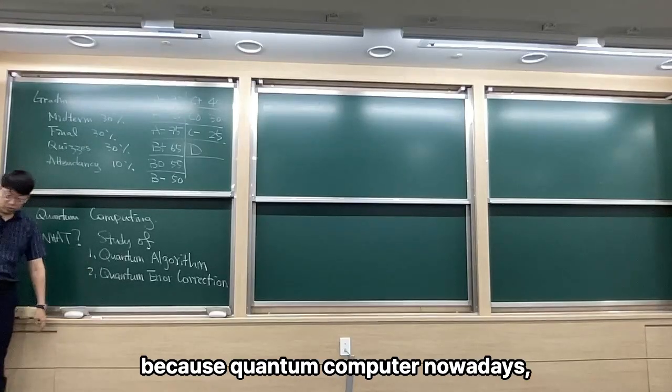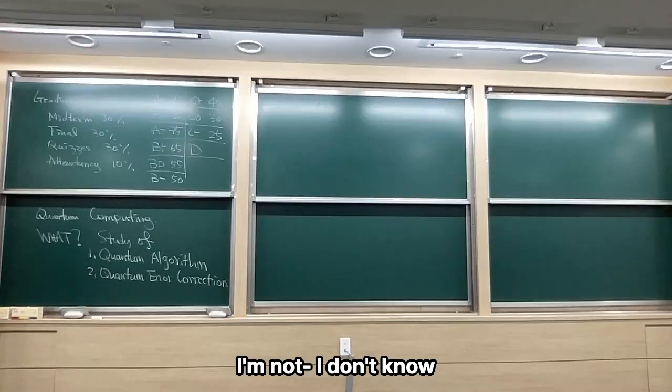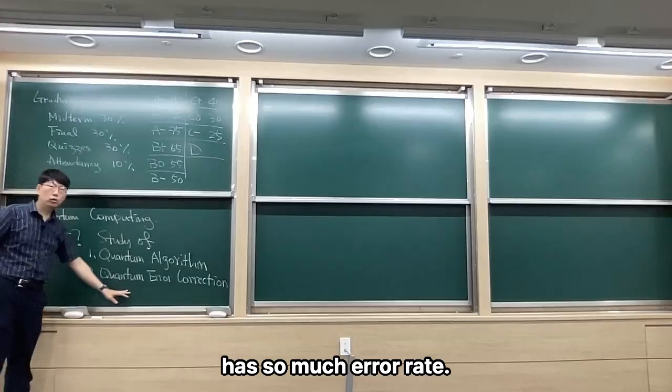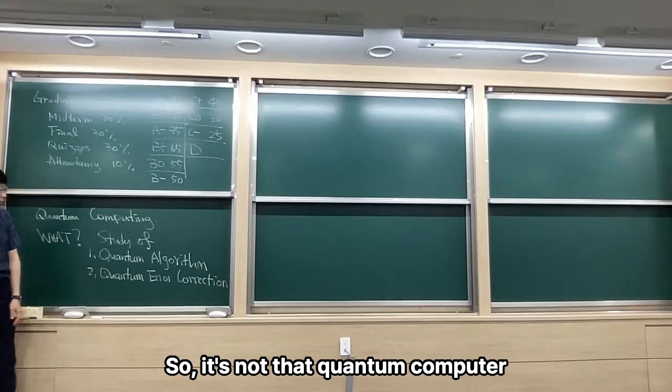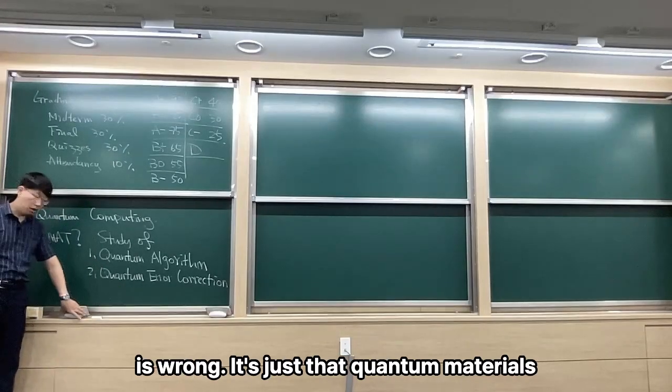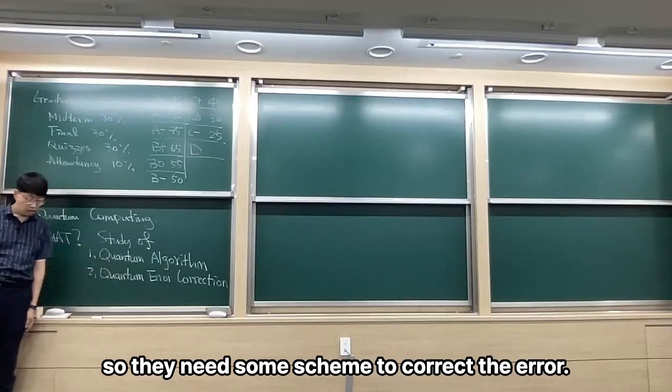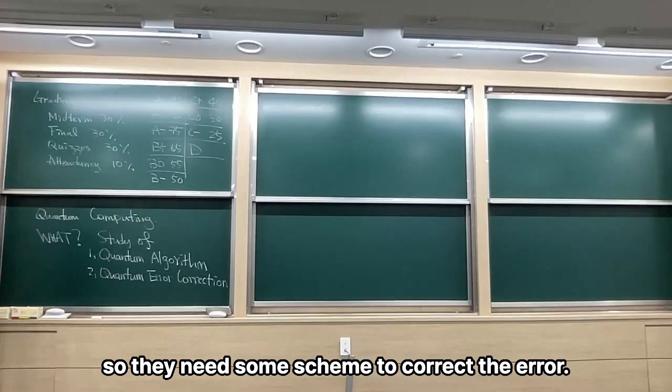so that your quantum computer works properly. Because quantum computers nowadays, I don't know whether it's going to be developed in the near future, but so far, quantum computers have a very high error rate. It's not that the quantum computer is wrong, it's just that quantum materials are very unstable, so they need some scheme to correct the error.